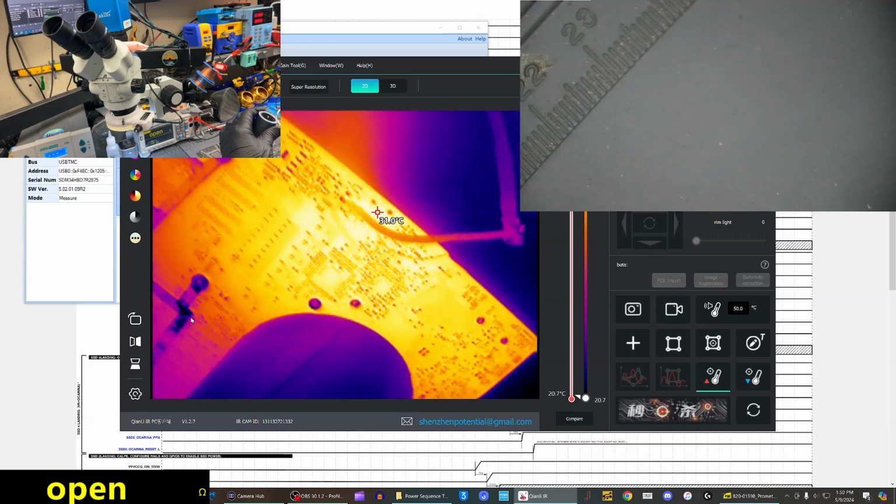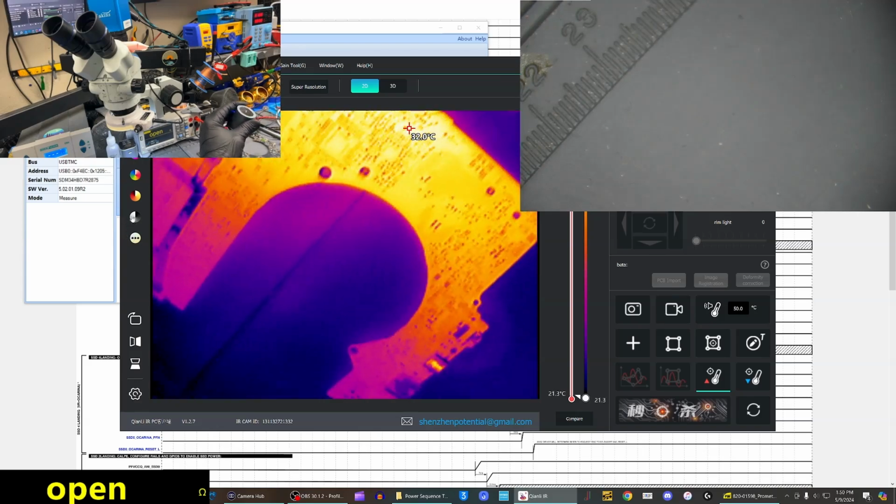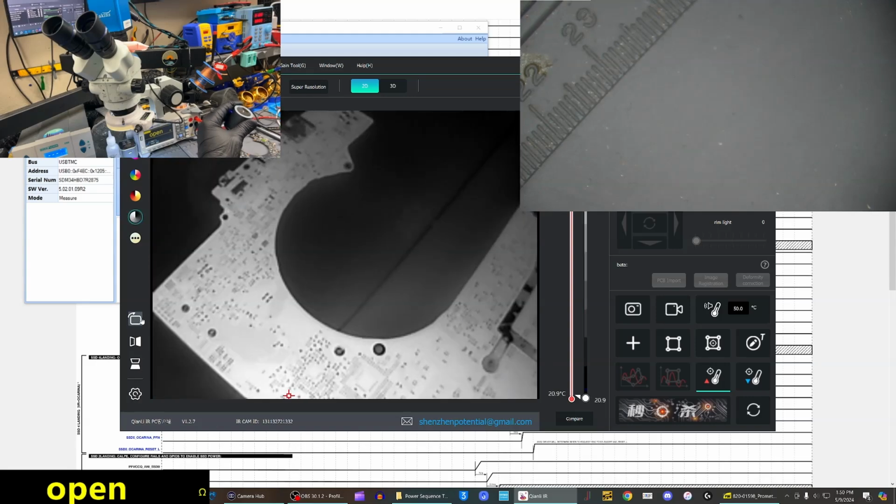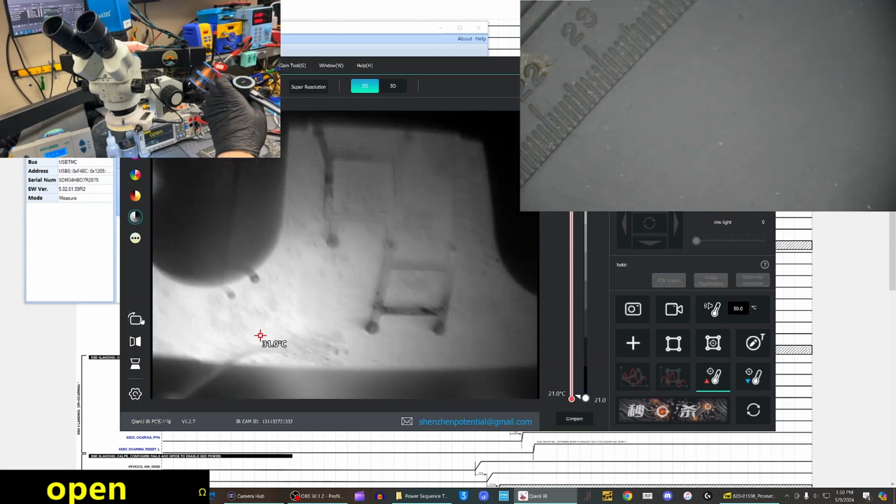Obviously, the board's going to be a little bit warm right there because I was just shooting hot air on it. I like this in black and white mode. I'll flip this around.